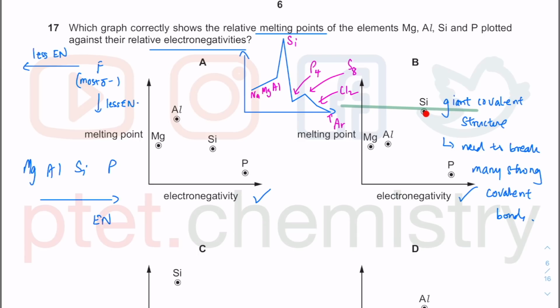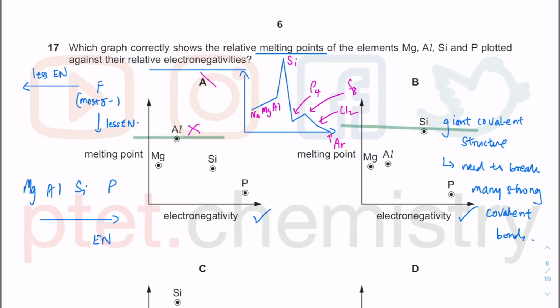But just by looking at silicon, you can tell that aluminium doesn't have the highest melting point because this is just giant covalent structure compared to giant metallic structure there. So this one is definitely wrong. So the correct answer there must be B.